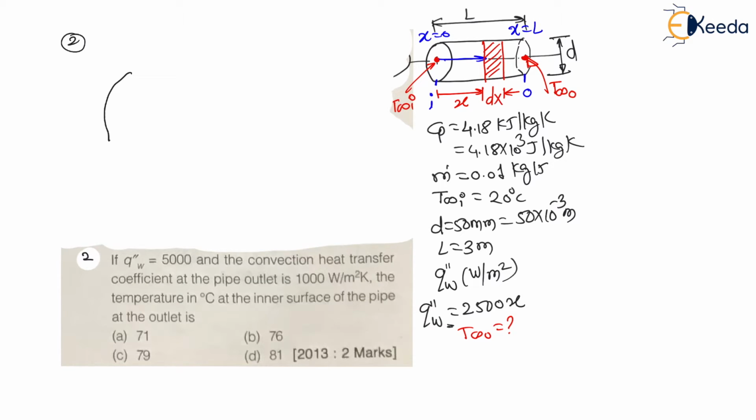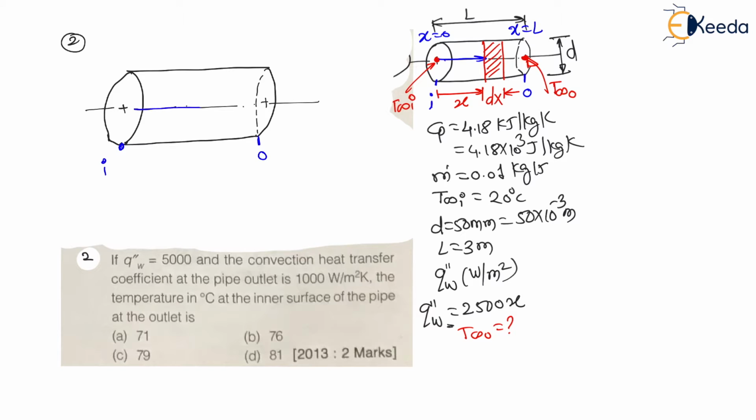See, this is a pipe through which water is flowing. Here, the heat flux is given as constant. Now let us say this is the axis of the pipe, and the flow is from inlet to outlet. The left end is inlet I and the right end is outlet O. At inlet x is 0 and at outlet x is equal to L, which is nothing but 3 meter, that is given in the data.